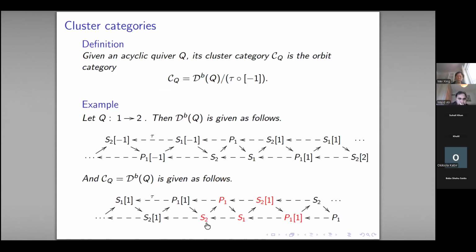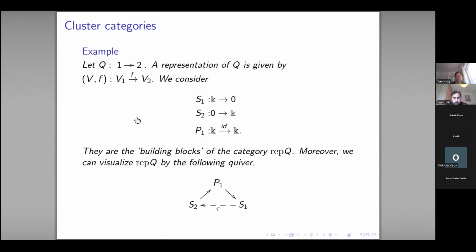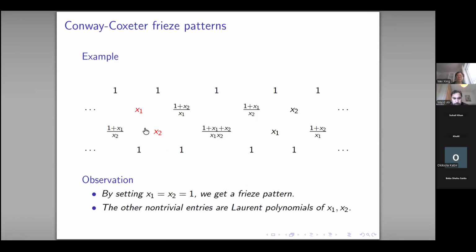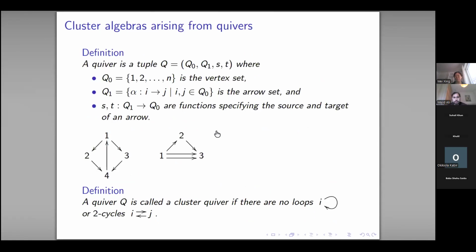So each cluster tilting object in this particular case is given by one arrow here. And if you compare with the pattern here, they coincide with the collection of cluster seeds here.